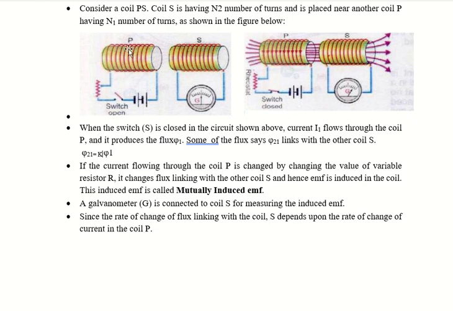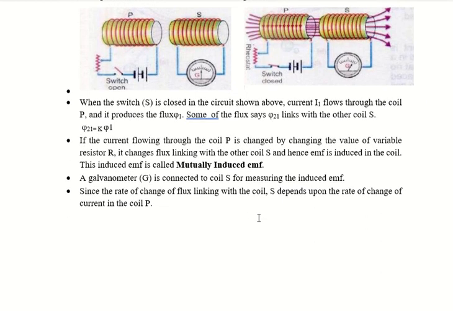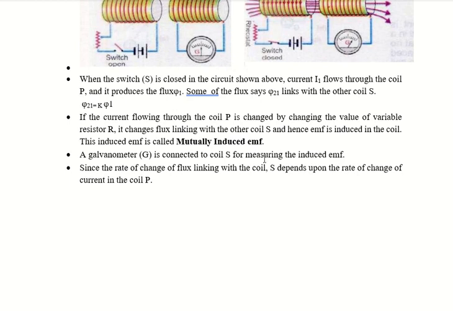And the EMF induced in first coil is known as self-induced EMF. And EMF induced in this coil S, second coil, due to current in first coil, that is known as mutually induced EMF. See in this figure, there is a flux linkage with coil S due to current in coil 1. As a result, an EMF is induced in the circuit, galvanometer shows the deflection. This is known as mutually induced EMF. A galvanometer is connected to the coil for measuring the induced EMF.